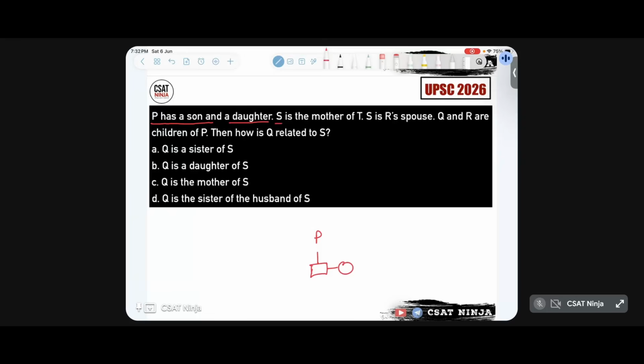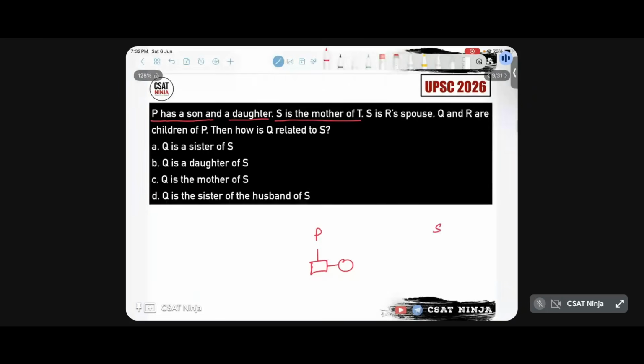Let's move on to the next statement. S is a mother of D. Remember, I don't have any relation here, so I need to write it on my side. S is the mother of D. And the next statement says S is R's spouse. That means R is married to S. Because S is a mother, R will be the husband. Since S is R's spouse, R is a male member.